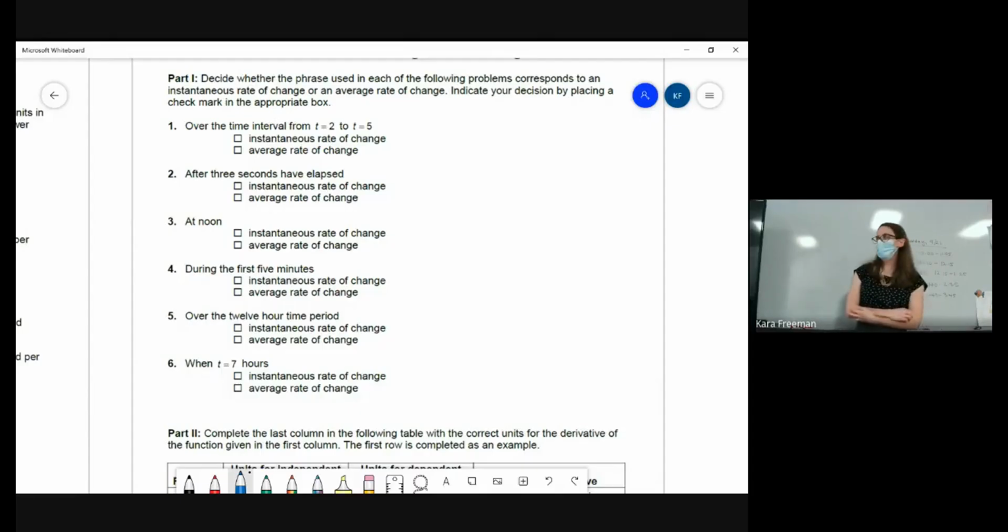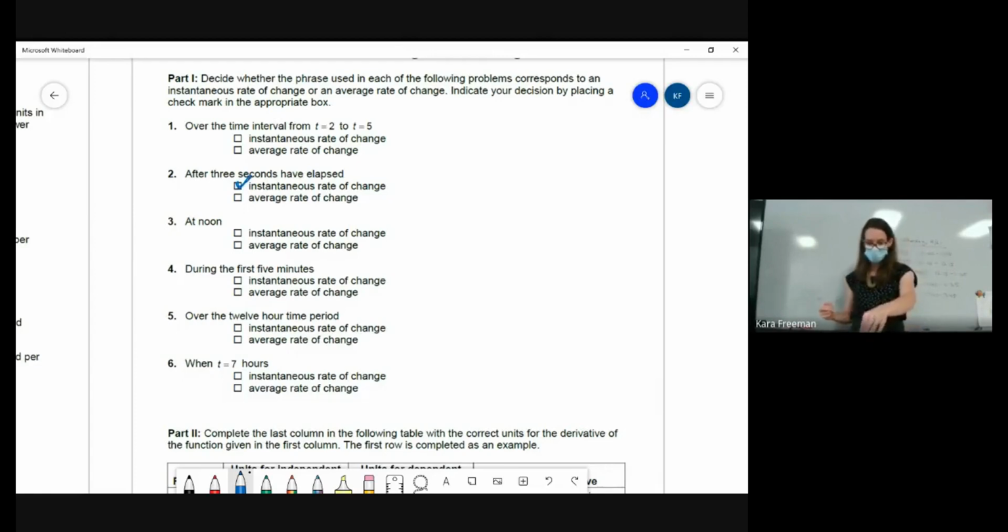Okay, did any of those like you weren't sure? What phrasing tripped you up, if any? Number 2 is weird. The after? I agree with that. What do I think number 2 is? After 3 seconds have elapsed. Is that instant or is that average? Instant. It's really talking about that 3 seconds. So number 2 is instantaneous.